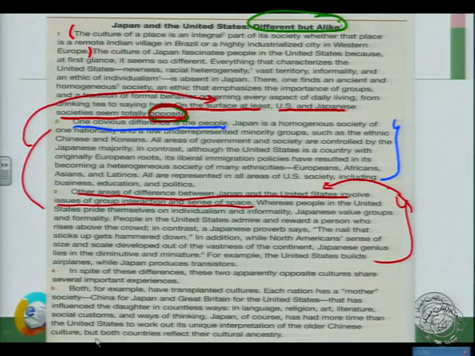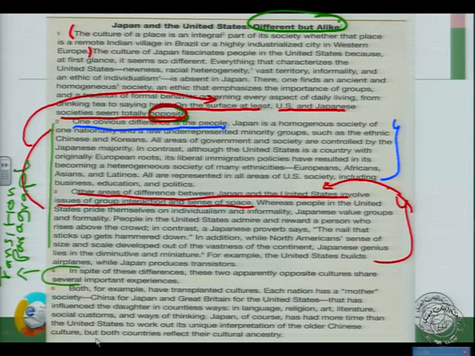Now, we have the fourth body paragraph. It says, in spite of these differences, these two apparently opposite cultures share several important experiences. Notice, this is what we call a transition paragraph. This is what we call a transition paragraph. What is its function? It ends what we have started, and starts with a new statement. So the new thesis statement right here is that we actually have several important experiences.